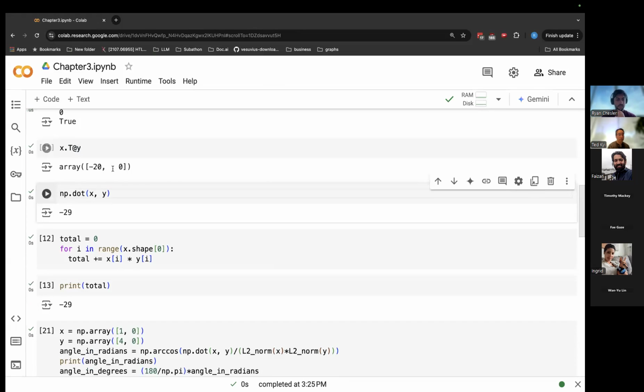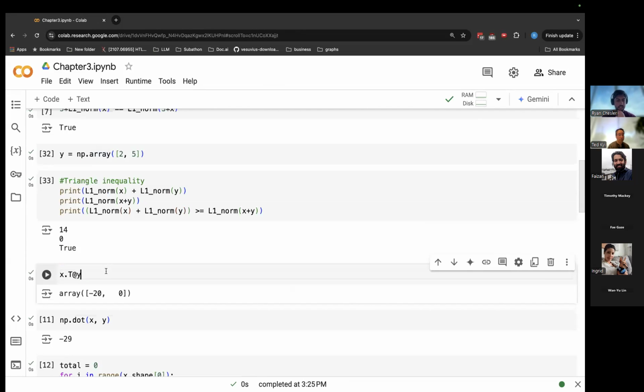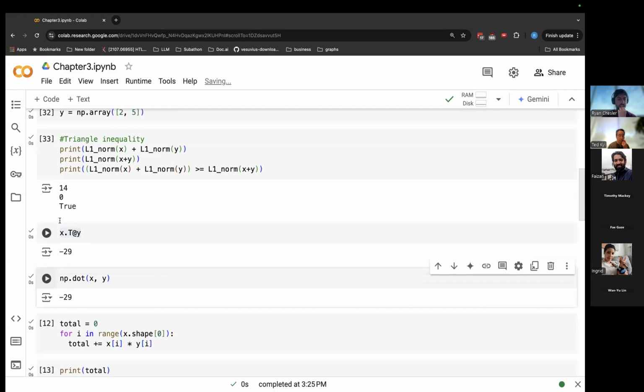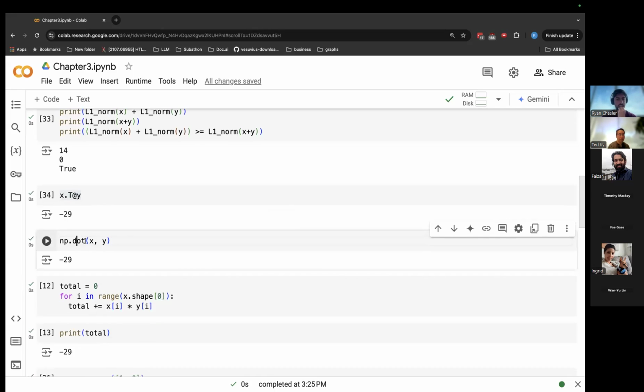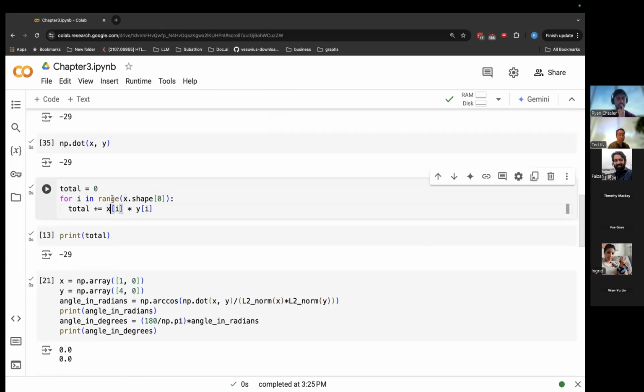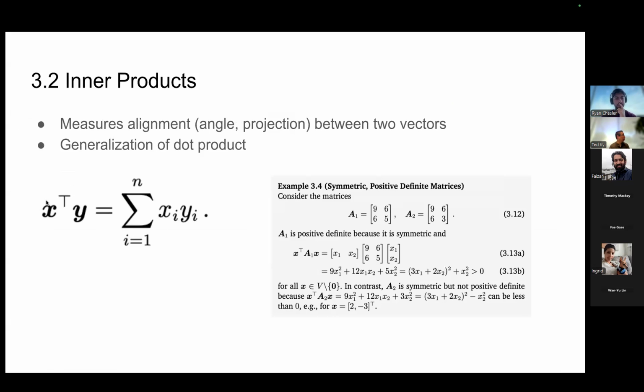I think I need to redefine that. Hang on. Yeah. So we get this value -29. So that's the dot product between the two of them. Or we can just directly use the numpy function saying, here's the dot product. And then this is the other formulation that they had, basically saying multiply xi times yi and sum them all together. And then you see that these are all the same thing. So these are just the different formulations of the dot product.